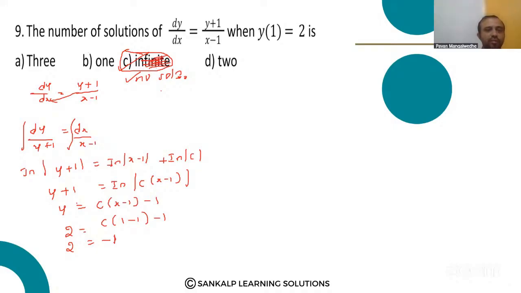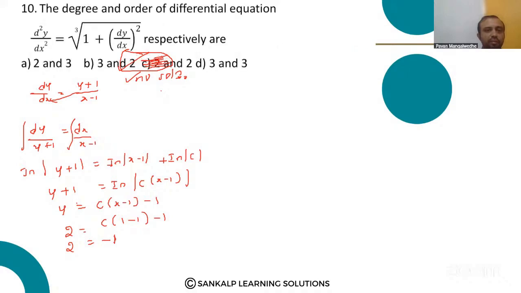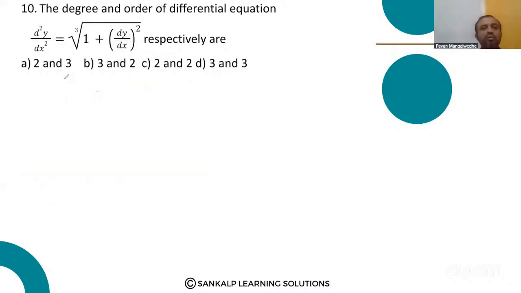Question number 10. The degree and order of the differential equation d square y by dx square is cube root of 1 plus dy by dx the whole square, respectively, are 2 and 3, 3 and 2, 2 and 2, 3 and 3. So these are the four options. Just try to find the answer for this within 10 to 15 seconds. Try this.